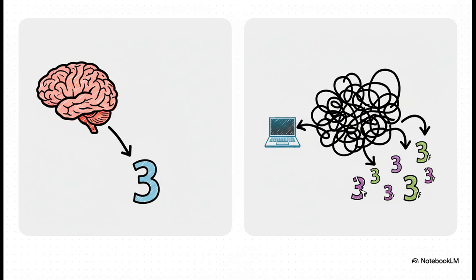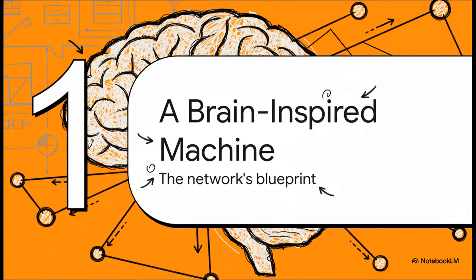This exact problem is why we needed a whole new way of thinking. And that new way of thinking? Well, that's the neural network. As you can probably guess from the name, it's a machine that's inspired by the way our brains are structured. So let's crack it open and see how this thing is actually designed to tackle a problem like this.